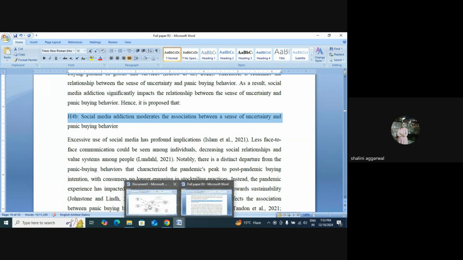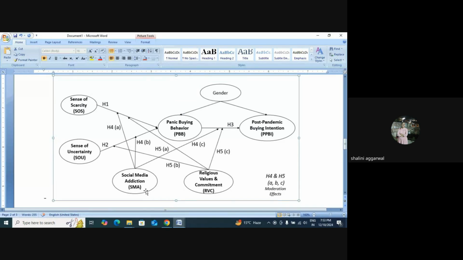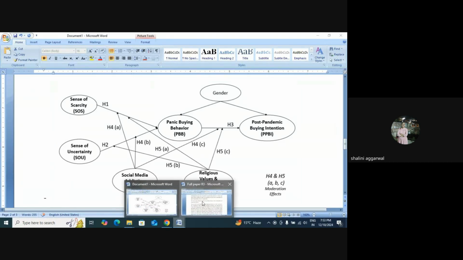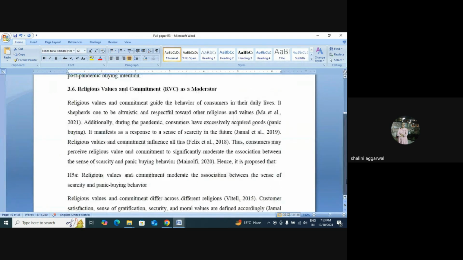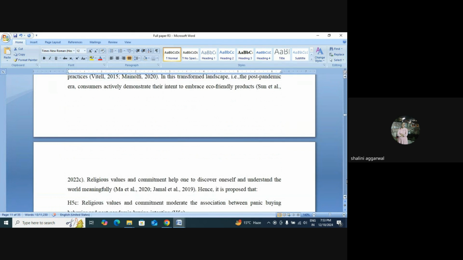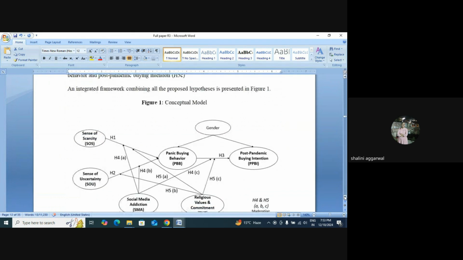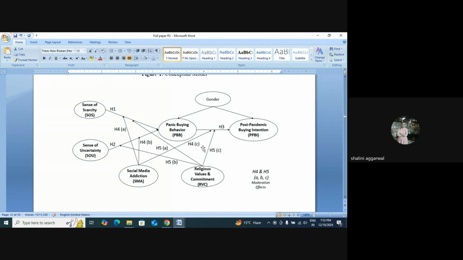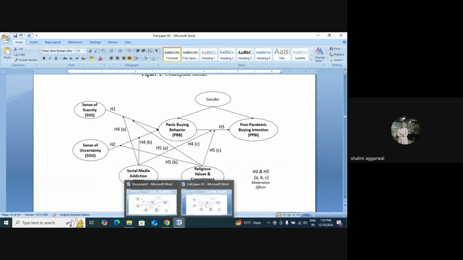I think this diagram, yeah, here it is. Social media addiction is also working as a moderator. So we have to write about the moderator. And then once we are done with this, we put the diagram or the model over here, right? So this is how we write the review of literature part.